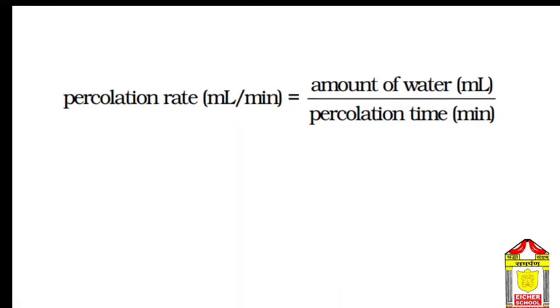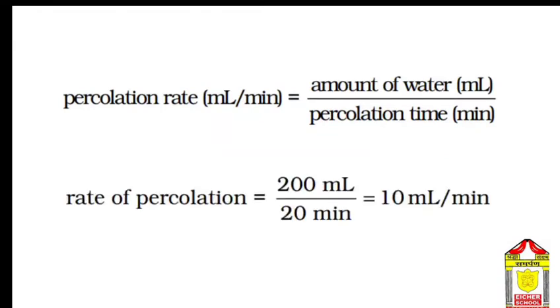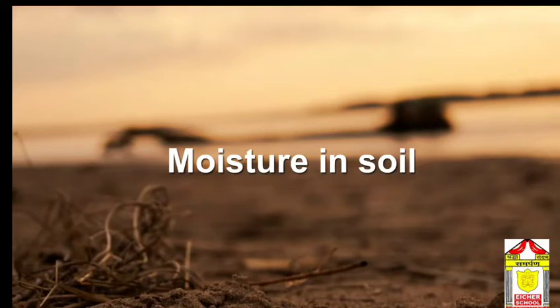So just now we have performed this experiment. We have taken 200 ml of water, and percolation time we will note. For example, suppose that for a certain sample it took 20 minutes for 200 ml to percolate. So the rate of percolation is equal to 200 milliliter upon 20 minutes. So what will be the percolation rate? It comes out to be 10 ml per minute.